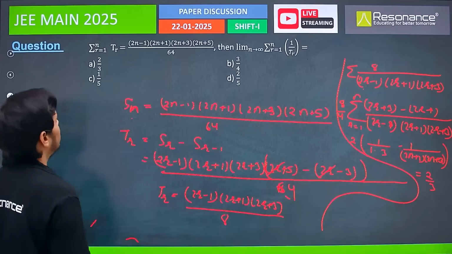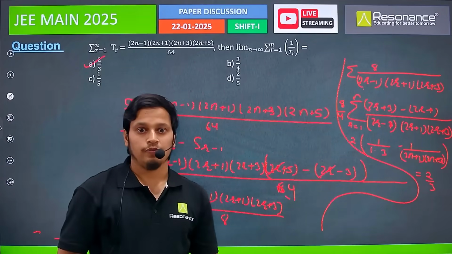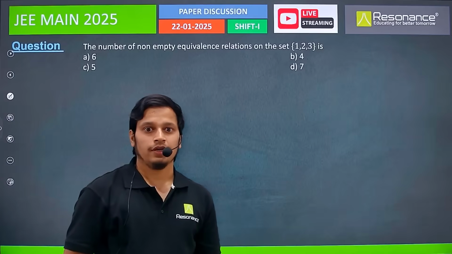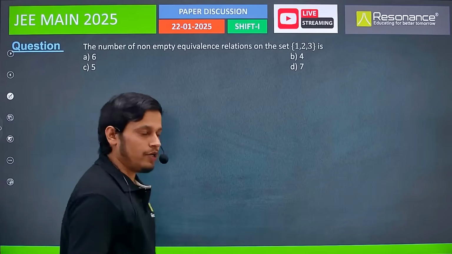Okay, so is there any option? Option number A. Now next one, the number of the non-empty equivalence relations on the set {1, 2, 3}.